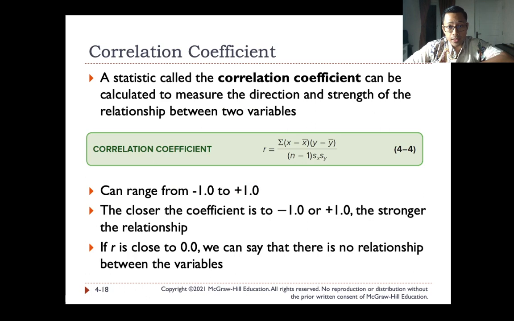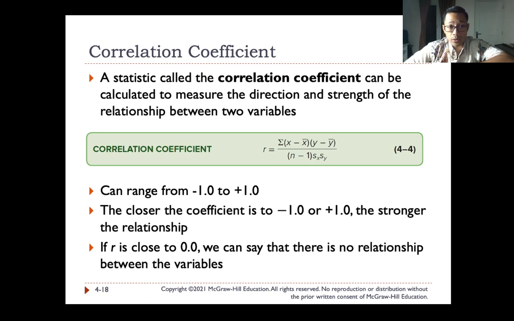Another interesting statistic that we can calculate is called the correlation coefficient. The correlation coefficient is the measure of the direction and strength of the relationship between two variables. Suppose that we have two variables in our bivariate analysis, x and y. The correlation coefficient is going to be the sum of (x minus x bar)(y minus y bar) divided by (n minus 1) multiplied by the standard deviation of x and the standard deviation of y.